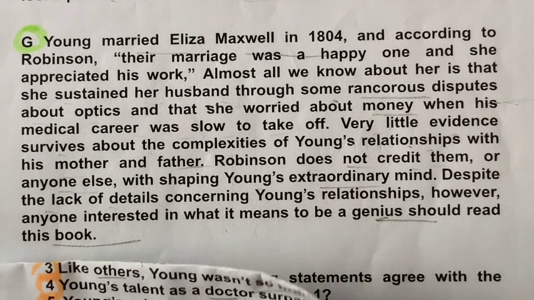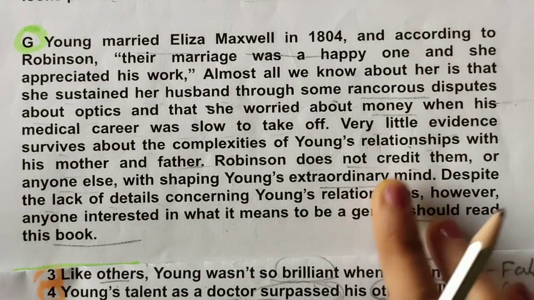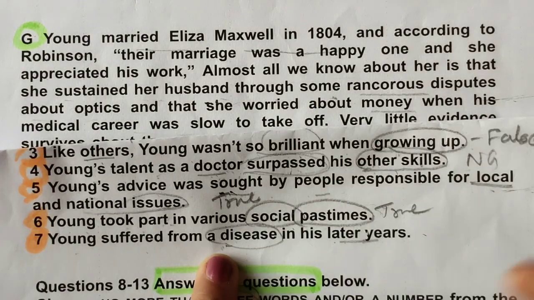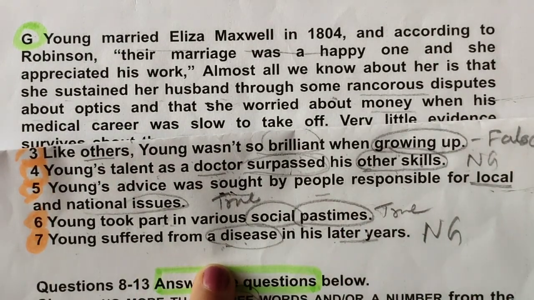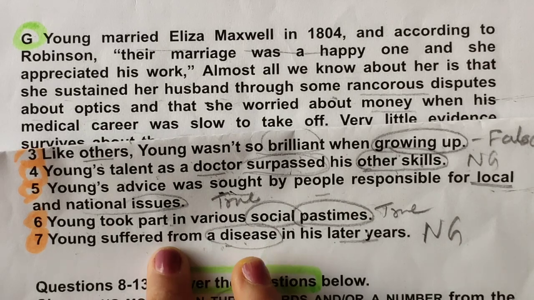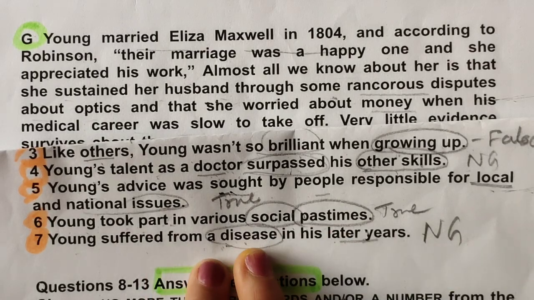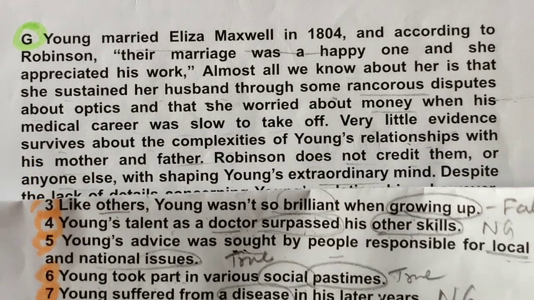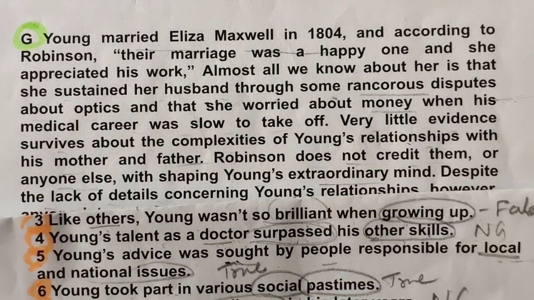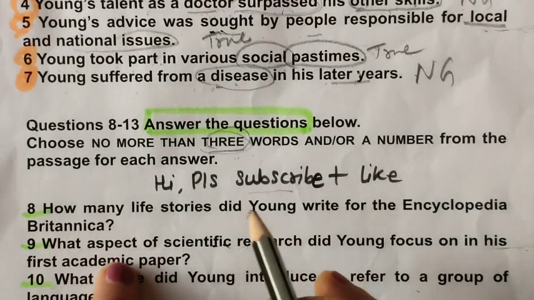Okay, is there any other paragraph? No, there is no other paragraph. So in this paragraph they are not talking about any disease, so it will be not given. Okay, so a disease in another form they can use, like some disease name they can always give, but no disease kind of thing is in this paragraph. So let's do the next question.